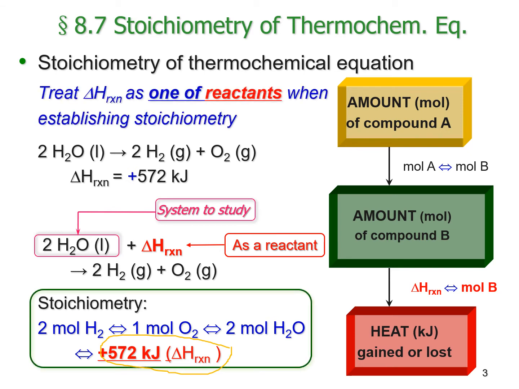So when we deal with the stoichiometry of any thermochemical equation, remember, we always treat the heat of a reaction as one of the reactants when we establish stoichiometry. Why one of the reactants for heat? Because heat, as we mentioned before, could be the limiting reactant. Without enough heat put into the reaction as a reactant, this reaction may not perform the way we expected. That's a limiting reactant.